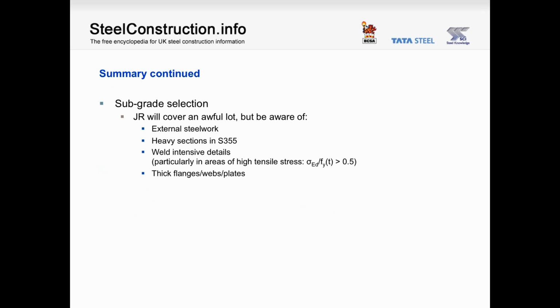And finally, the subgrade. GR will cover an awful lot, but give subgrade selection some thought if you have external steelwork, if you have heavy sections in S355 material, if you have weld-intensive details in an area of high tensile stress, or if you have sections with thick flanges or fabricated from thick plates.